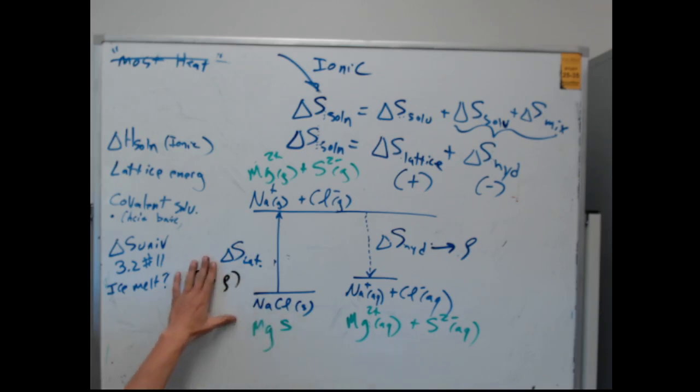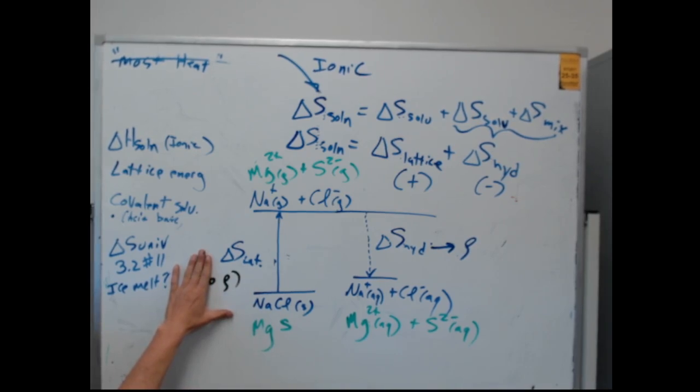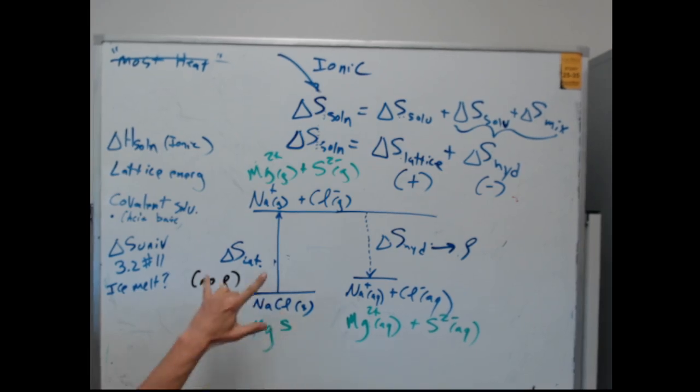And since we know that it's not affecting the delta S of lattice, as long as we're comparing things that are going to two ions, I can tell from this that sodium chloride is more likely to have a positive delta S of solution. And magnesium sulfide is likely to have a less positive delta S of solution, maybe to the point where it's completely a negative value. And it turns out magnesium sulfide doesn't dissolve in water very well, but sodium chloride does.